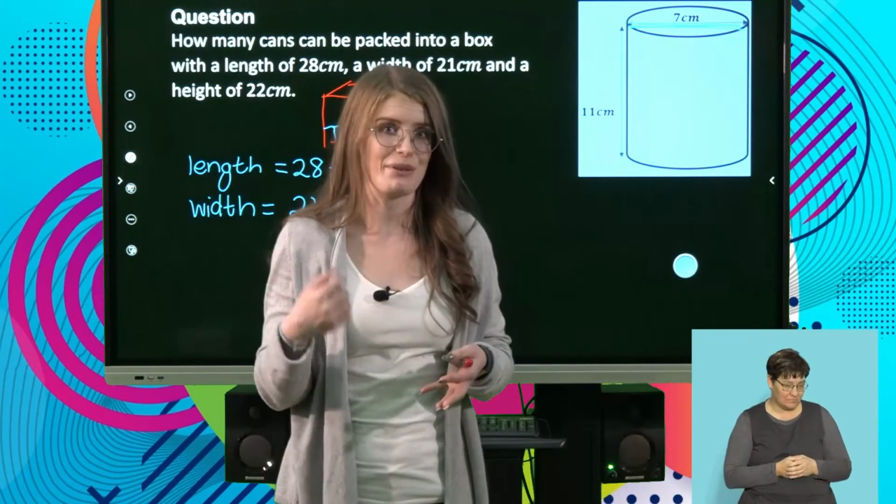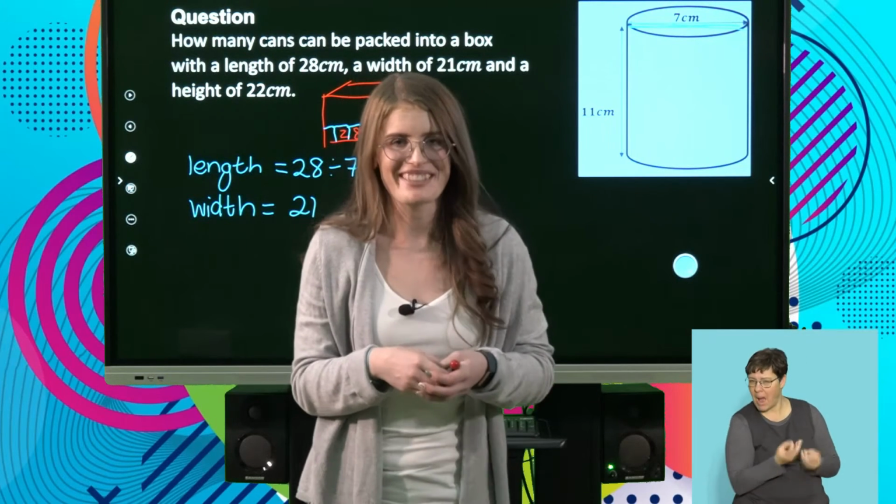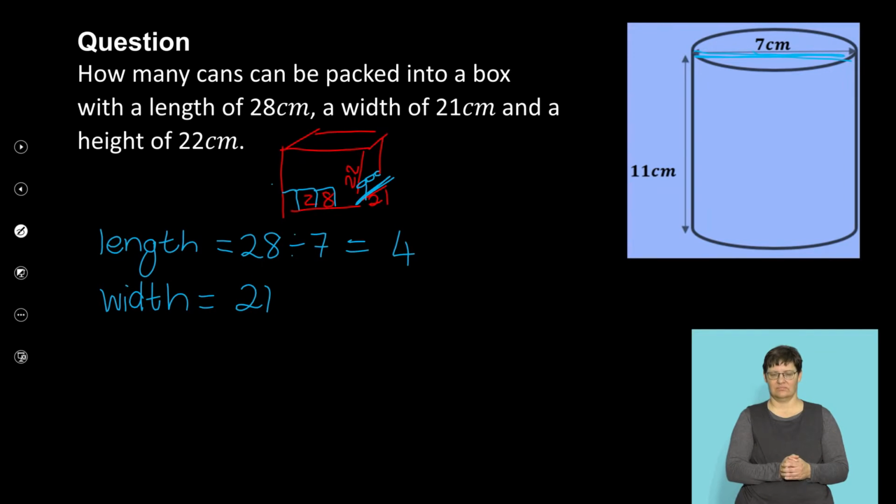So let's see how many we're going to be able to fit along the width together. Great, everyone. Because the width of the box is 21 centimeters, I'm going to divide this by 7, which is the diameter, and 21 divided by 7 is going to give me the fact that I can fit 3 cans along the width of the box.